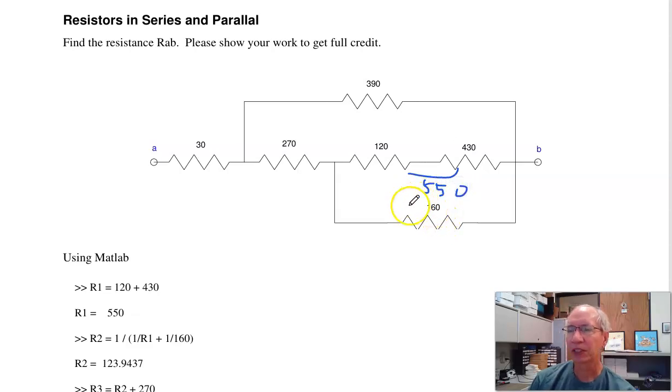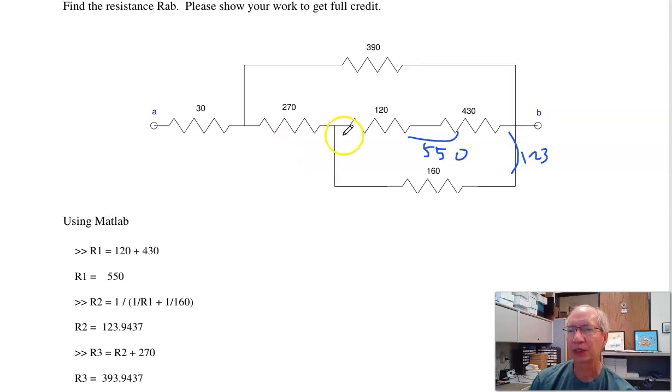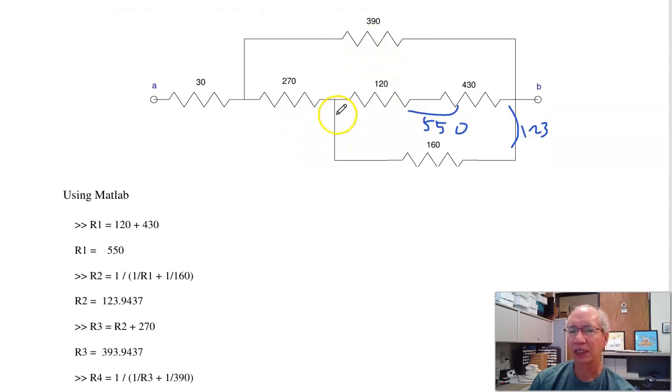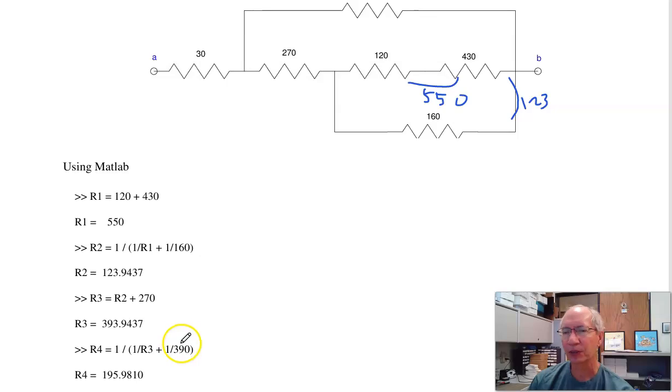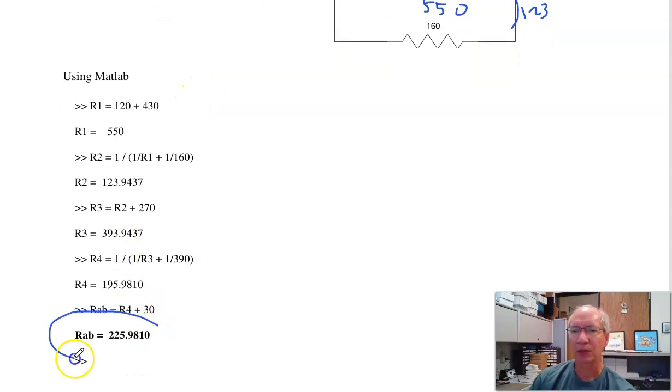So the total resistance is 1 over 550 plus 1 over 160. Add the inverses, take the inverse. The total is 123 ohms. In series with 270, that adds, gives you 393 ohms. In parallel with 390, gives you 1 over R1 plus 1 over R2. Take the inverse, 195 ohms. In series with 30, gives you 225 ohms. So that should be the total resistance.